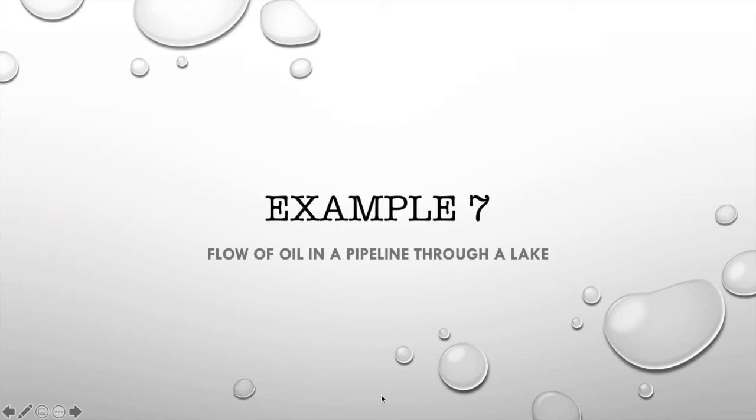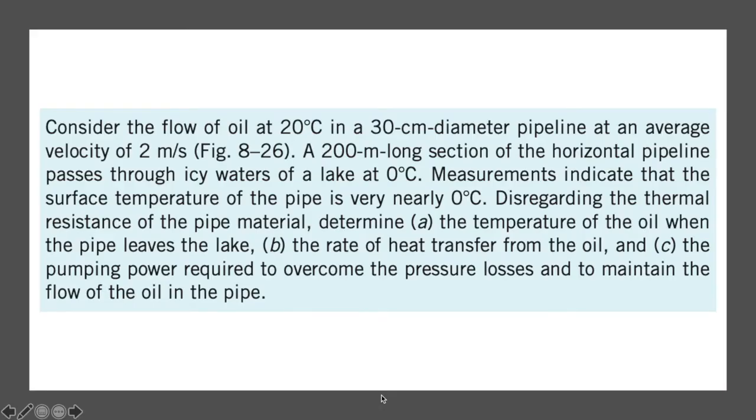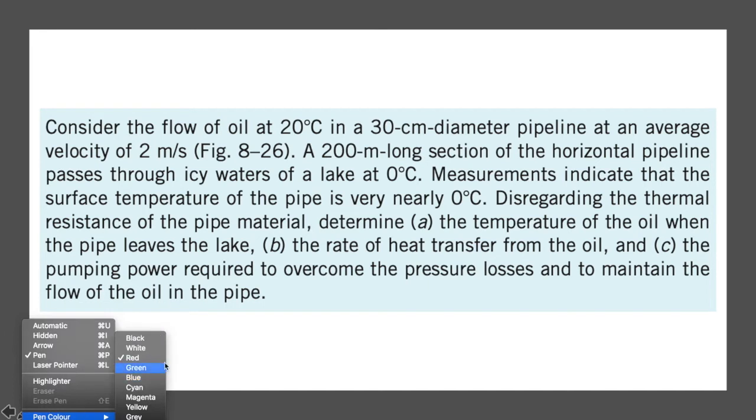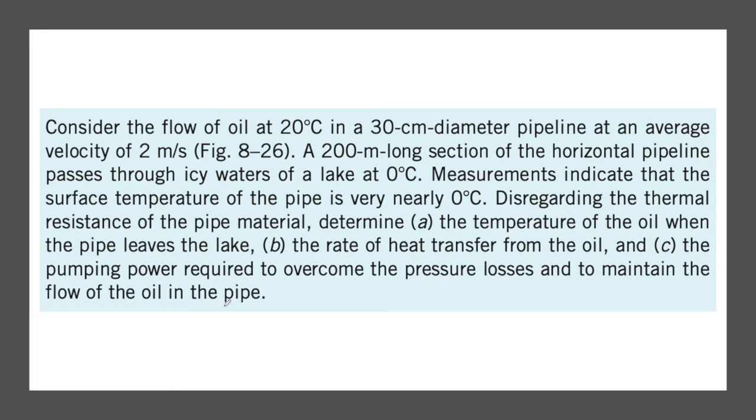Example 7, under internal force convection, flow of oil in a pipeline through a leak. Let's take a look at the question. Consider the flow of oil at 20 degrees Celsius in a 30 centimeter diameter pipeline at an average velocity of 2 meters per second. So after this, we will see the figure of this flow of oil.